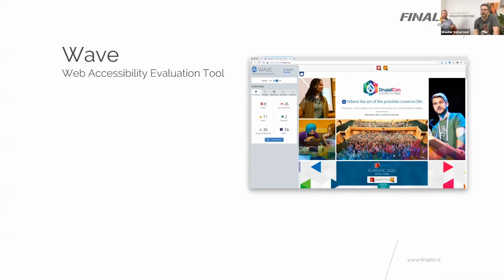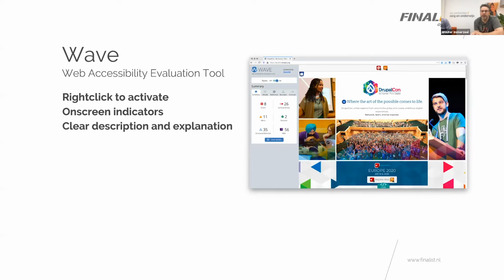Okay, we'll start off with having a look at Wave, which stands for the Web Accessibility Evaluation Tool. It's a tool from the WebAIM organization, which is a non-profit organization of the University of Utah. They provide some tools and training to make the web more accessible. Wave is a pretty cool extension. You can right-click anywhere on your page to activate it, and it has some on-screen indicators, so it's immediately clear where the issue is. It gives a clear description and a short explanation with a link to a more extensive explanation, and some instructions on how to fix the issue.